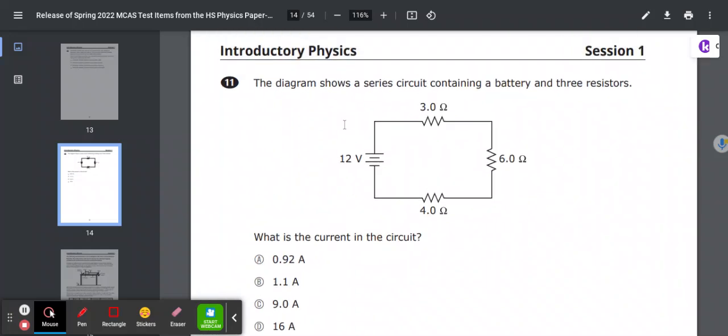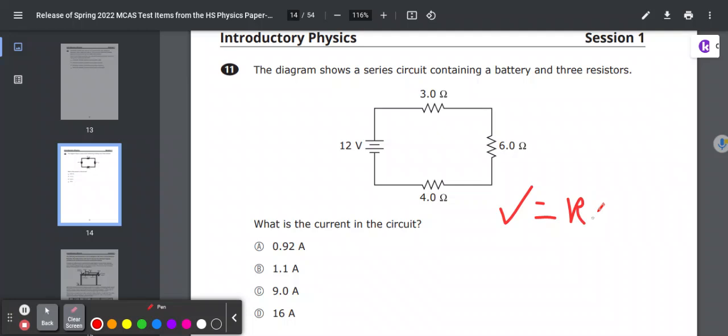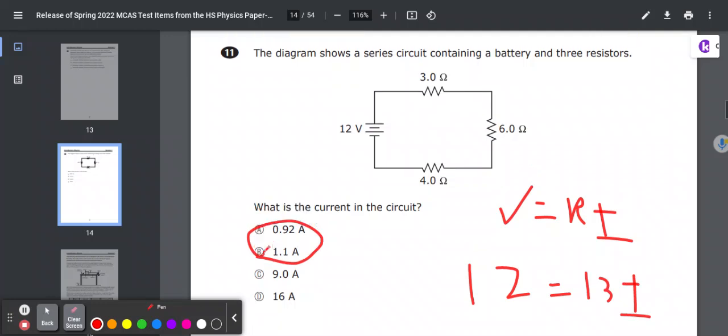So here we have a diagram that shows a series circuit containing a battery and three resistors. We want to find the currents. You have to remember that voltage is equal to resistance times current. Here we're given a voltage of 12, and because we're in series, you can just add all of the resistances up. So we get 13 times I, and if we solve for I, we divide by 13 and get 0.92 as our answer. So our answer should be A.